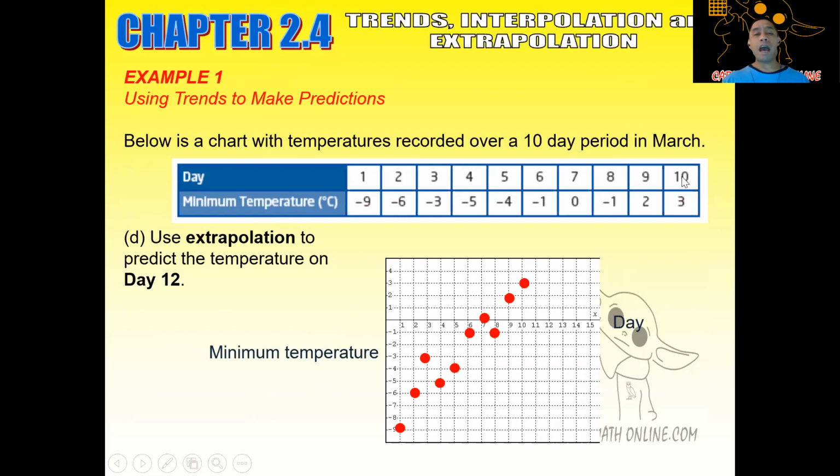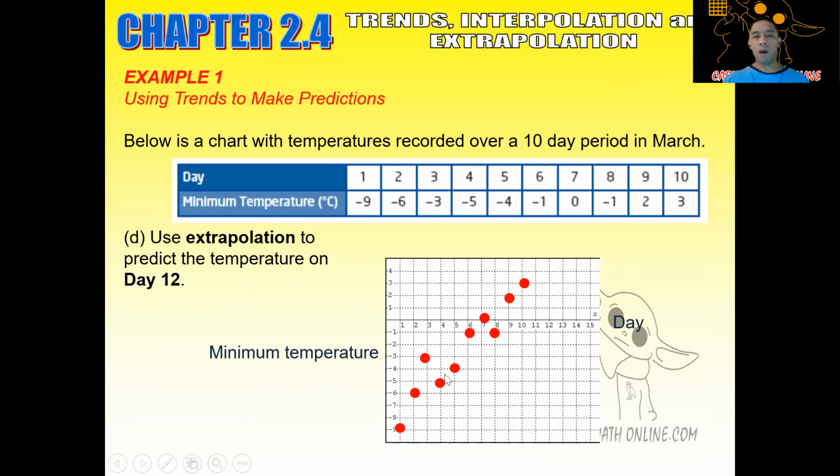What we're doing here is now making a prediction or an educated guess based on a day that's beyond day 10. So we are looking at day 12. Now, the way we're going to do that, again, is we're just going to take a look at the overall trend and see where we think the 12th day might lie when it comes to temperature.